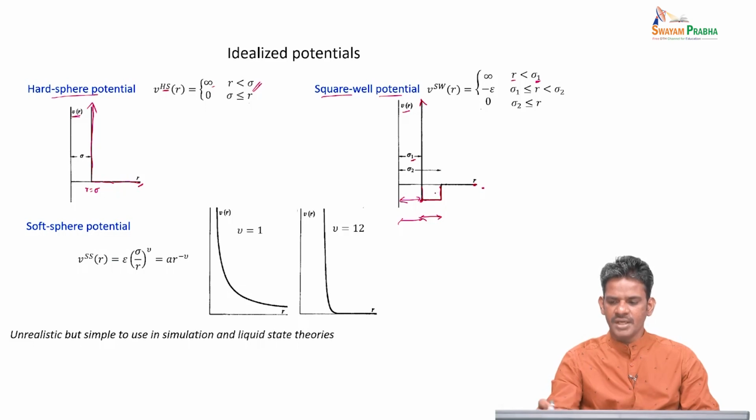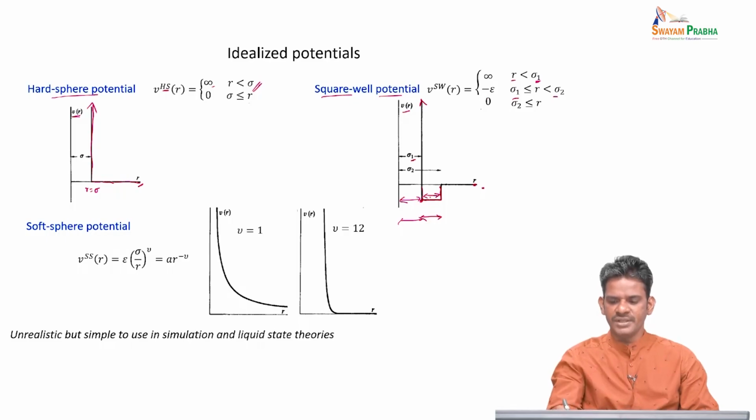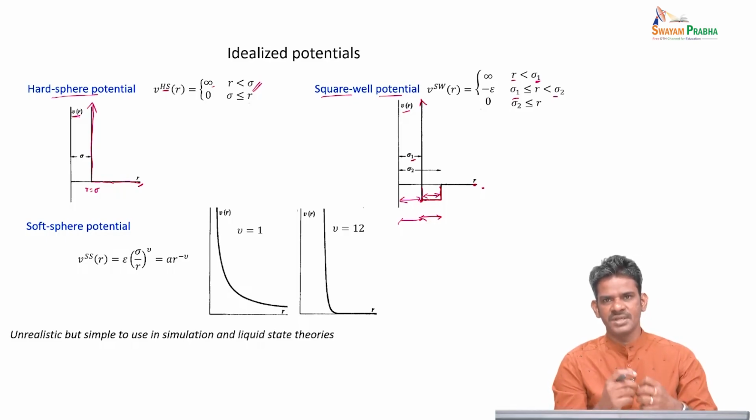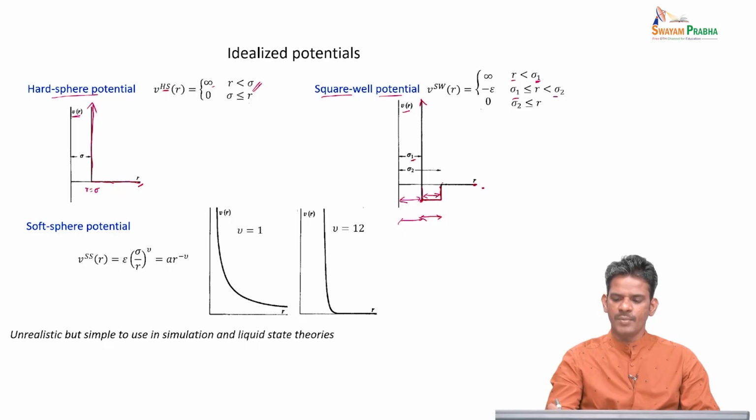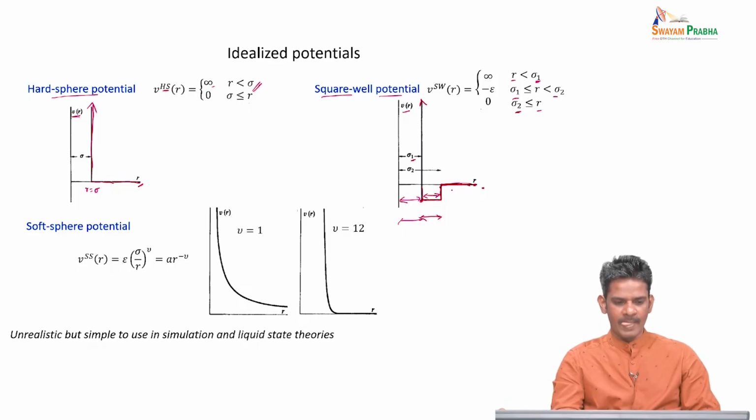But when r is between sigma 1 and sigma 2, in this particular region, the potential is minus epsilon. That's an attractive well, and a pair of particles wants to be in this well because that's the most stable configuration. But the moment this pair of particles leaves, that is when r is greater than or equal to sigma 2, from here onwards the potential goes to 0. So this is another characteristic of a square well potential.